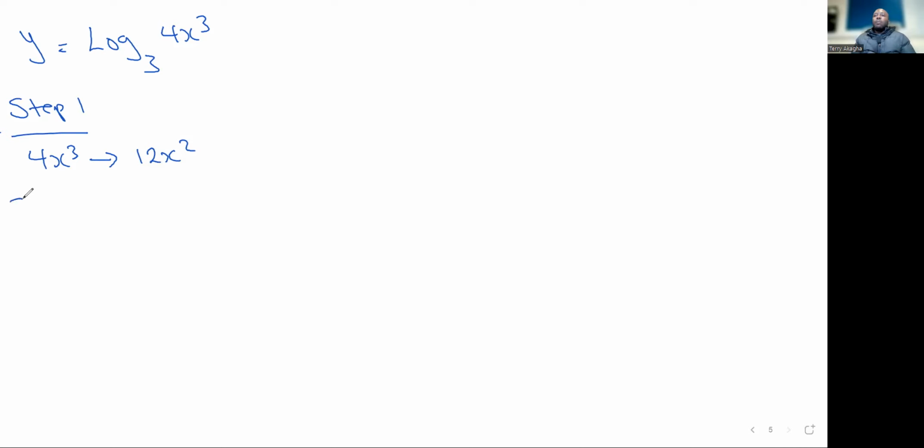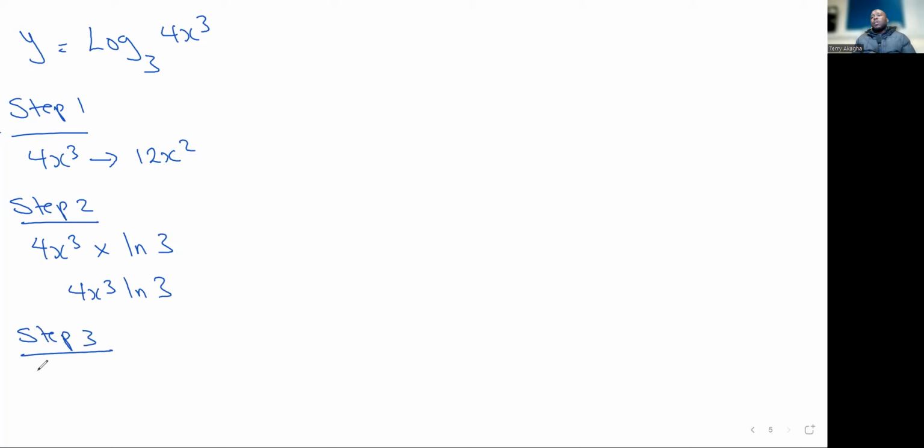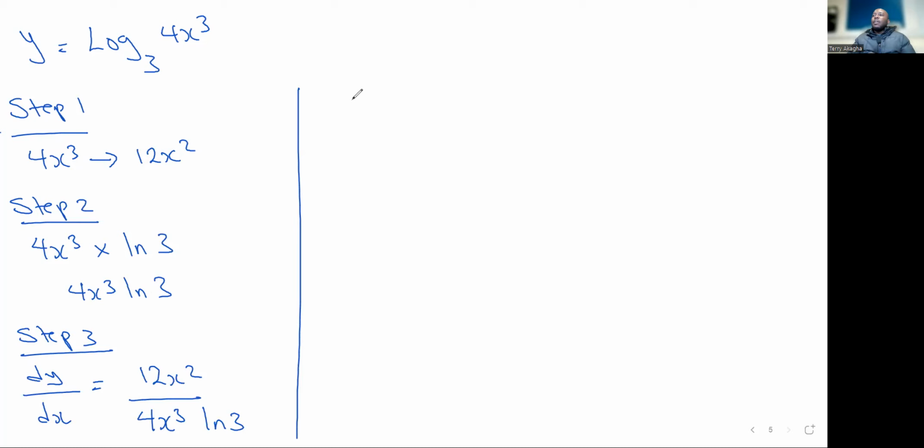All right. So step 2, you then have the 4x cubed multiplied by the ln of what? 3. Okay. And this will now give you 4x cubed ln 3. Step 3, the dy over dx is going to be equal to 12x squared divided by 4x cubed ln 3. And if you want to simplify this further, dy over dx, we have 12x squared divided by 4x cubed ln 3.